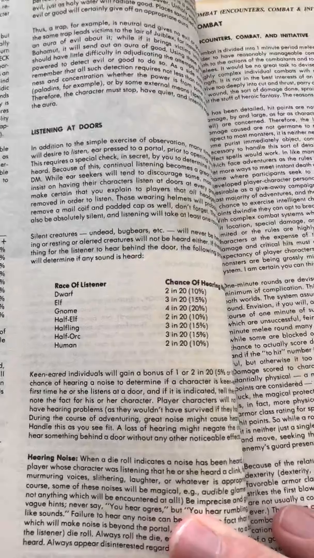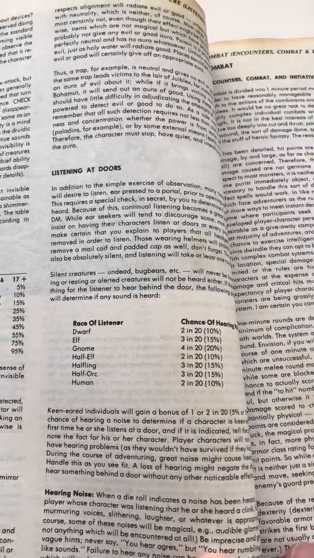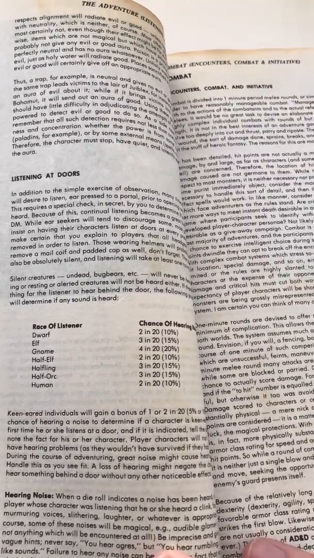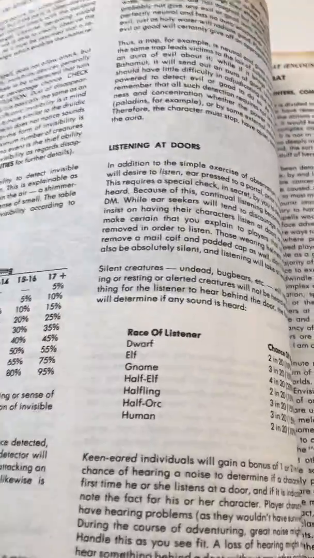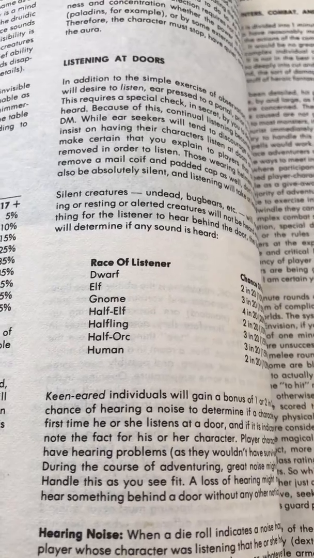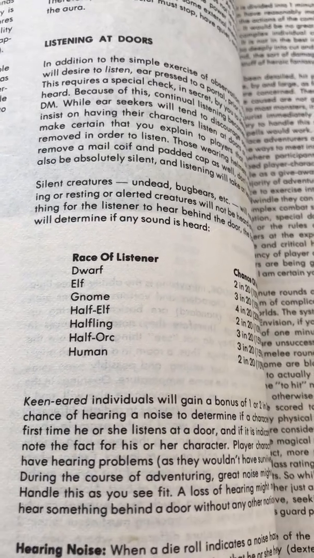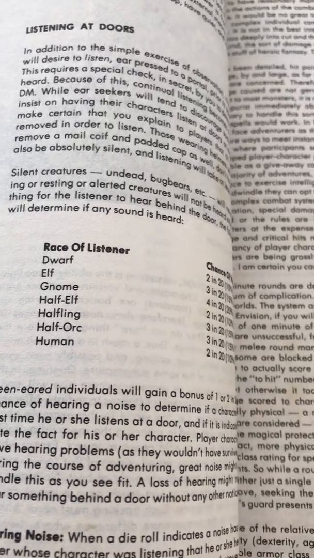The different races had improved chances, but even if you're not a thief, you have a 10% chance to hear a noise at the door, and the DM would roll that, and if he says you don't hear anything, you don't know if you failed the roll or if there's nothing there to hear, because it happens behind the screen.